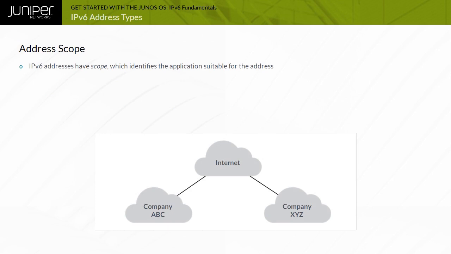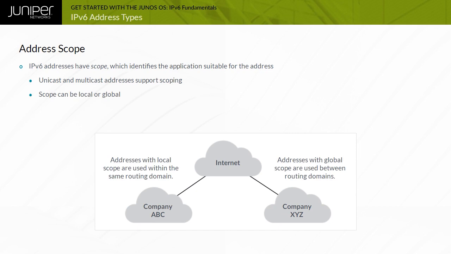IPv6 addresses have scope, which identifies the application suitable for the address. Unicast and multicast addresses support scoping. Unicast addresses support 2 types of scope, local scope and global scope. Link local unicast addresses are used within a single network link.